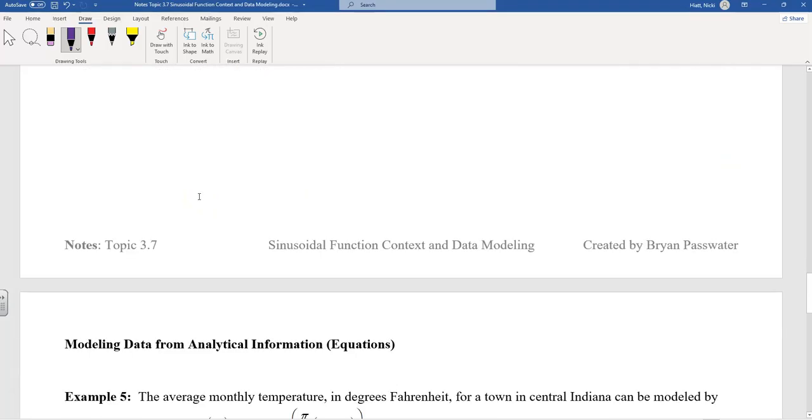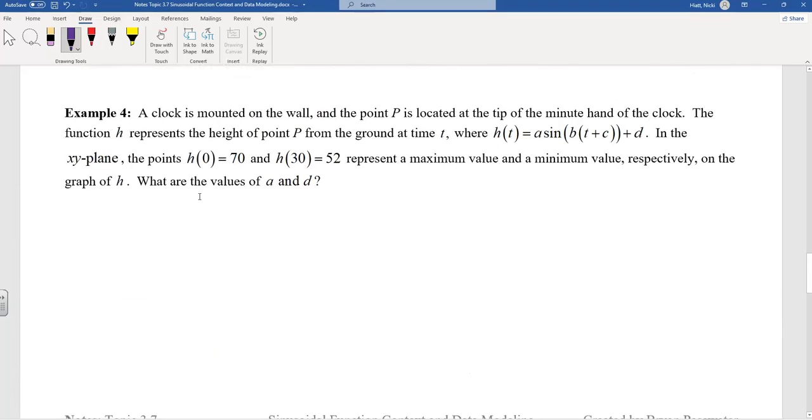All right, so this next one is going to be a little bit trickier because there's not answer choices. What makes this one not terrible is that they only ask us for A and D. So we're just finding amplitude and midline for this. So they're kind of working up to the really hard ones where we have to find everything about the graph.